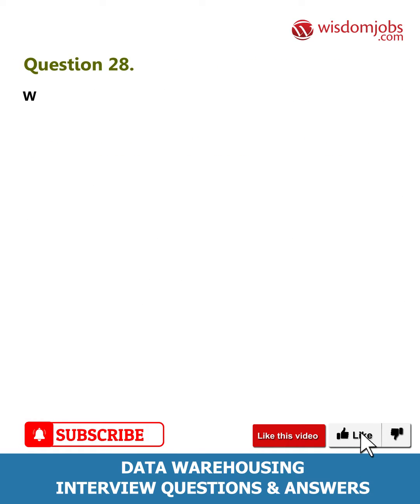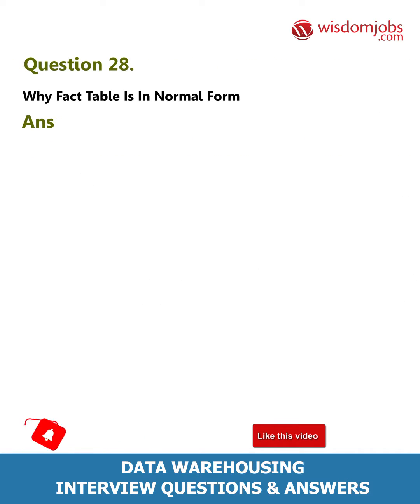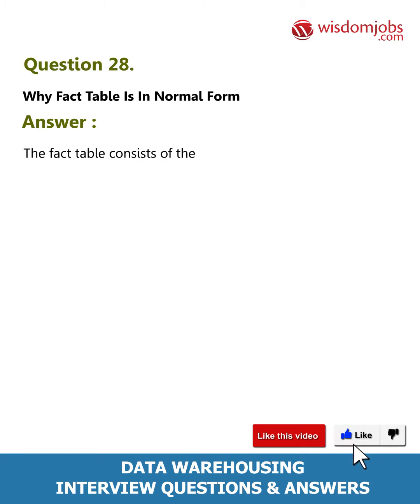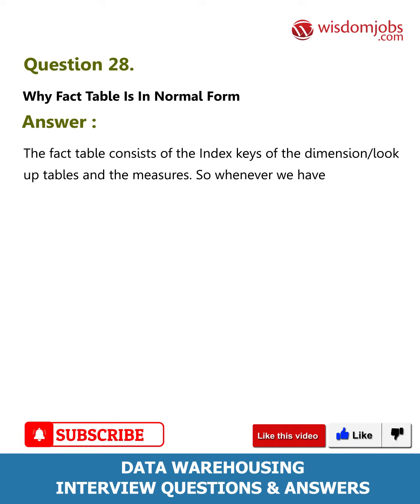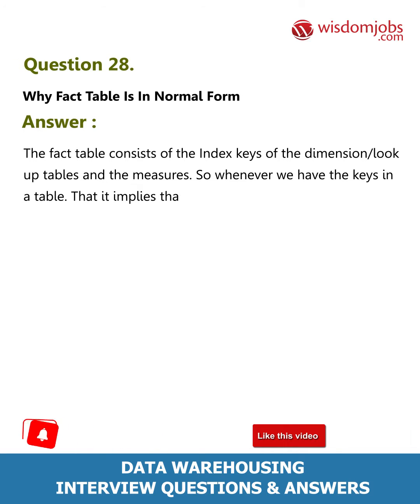Question 28. Why fact table is in normal form? Answer. The fact table consists of the index keys of the dimension/lookup tables and the measures. So whenever we have the keys in a table, that implies that the table is in the normal form.